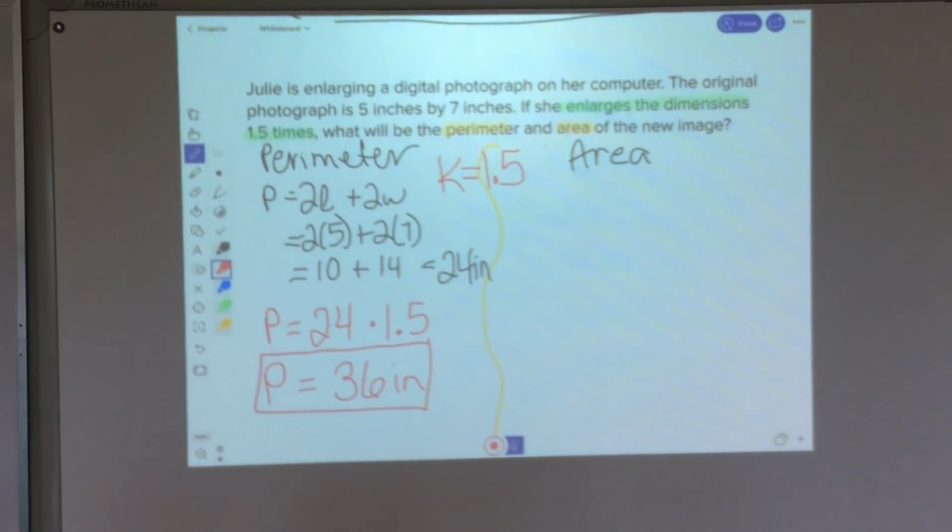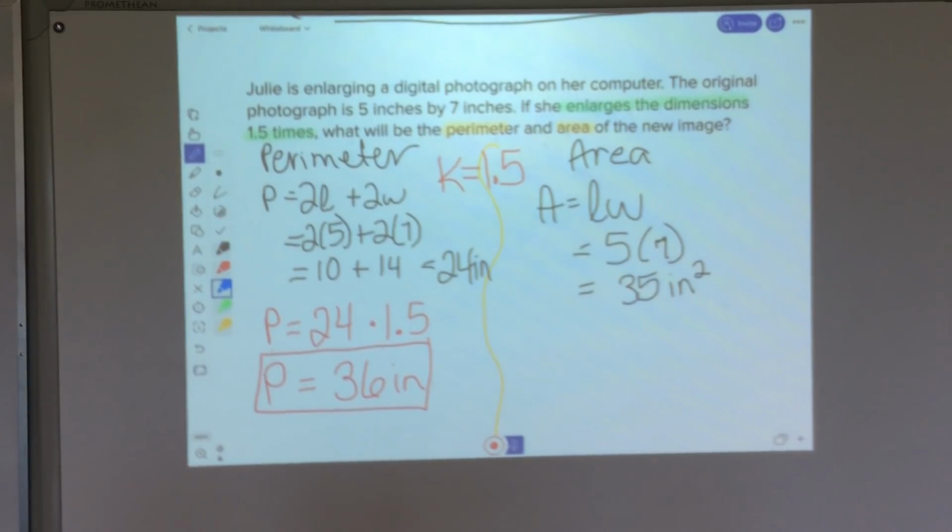So now let's think back about that area. Okay, I again need to know my original area in order to do one of these problems. And this is a rectangle, so area equals length times width. So for our problem, it's going to be 5 times 7. Okay. So our original area is 35 inches squared.